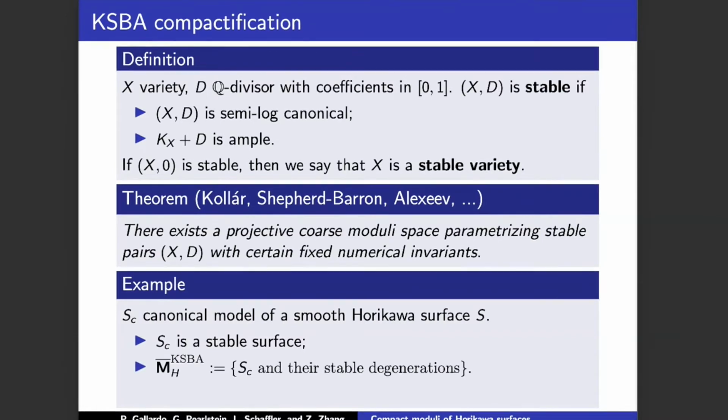So we can consider M_H bar KSBA, which I would like to define as the projective moduli space that parametrizes all the stable surfaces S_C and their stable degenerations. So to reiterate, those stable degenerations are not known. That's why we're here. We want to understand them, and by studying them, we get the global geography and geometry of the boundary of this compactification.